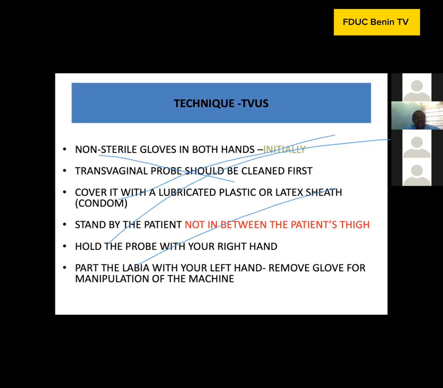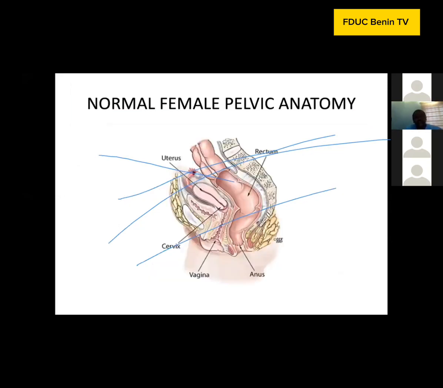As we have discussed, stand or sit by the right-hand side of the patient. Never, never between the thighs of the patient. Remember to tell the patient, I want to insert the probe. Pat the labia with your left hand, then remove the glove on the left hand to enable you to manipulate the machine and optimize the image continually as you perform the scan.